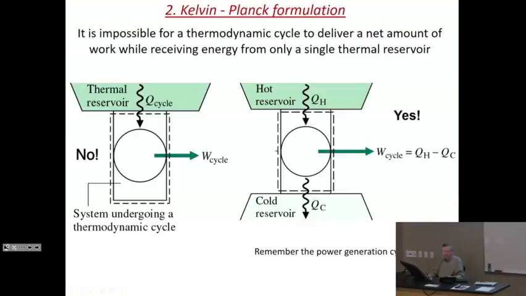The Planck formulation is far less intuitive. That's a Kelvin formulation. It was reformulated at the beginning of the 20th century by Max Planck. And Kelvin said that it is impossible for a thermodynamic cycle to deliver a net amount of work while receiving energy from only one single thermal reservoir. This energy is heat. So if you have one thermal reservoir here, and you put heat into a cycle, you cannot get work out of it. All you can do is heat up your cycle. But you cannot make it produce any work.